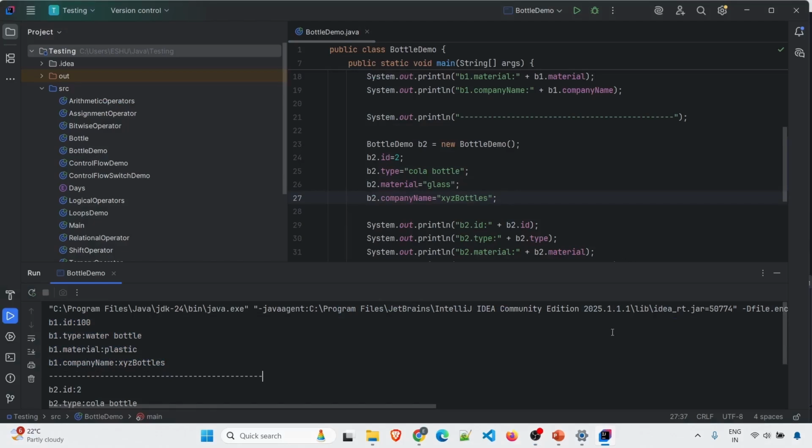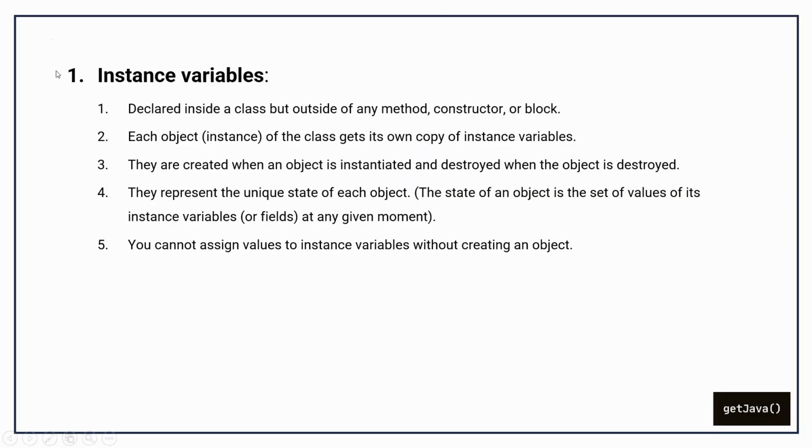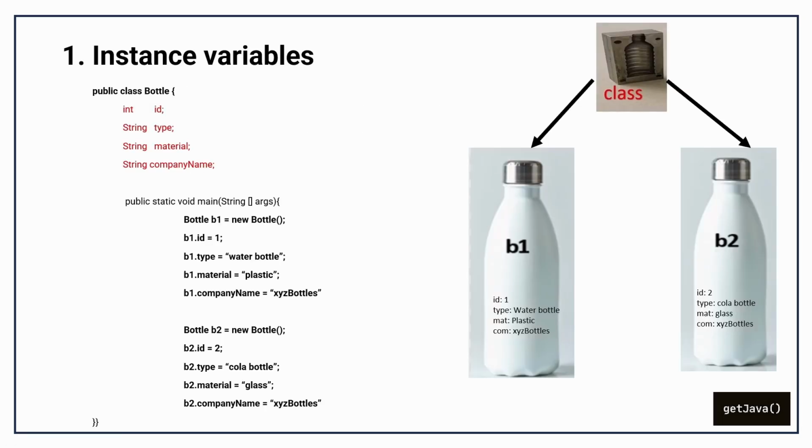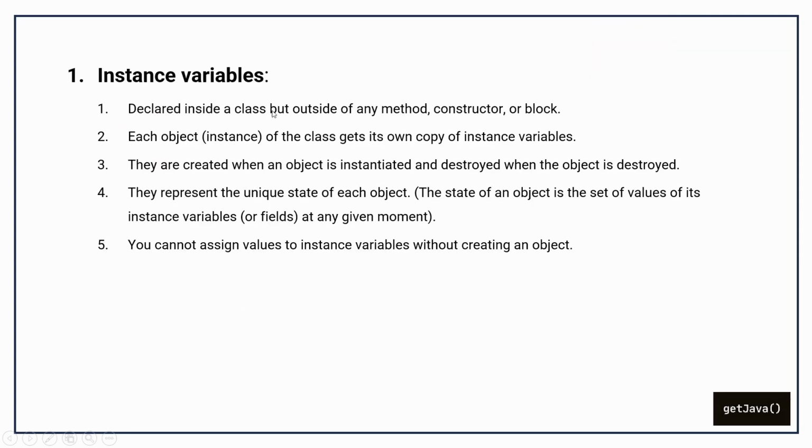If we go back to our slide again, we can read here: declared inside a class but outside of any method, constructor or block. So we can see here this instance variable is inside the class but outside any method, constructor or block. So that is the meaning of the first point: inside a class but outside of any method, constructor or block.